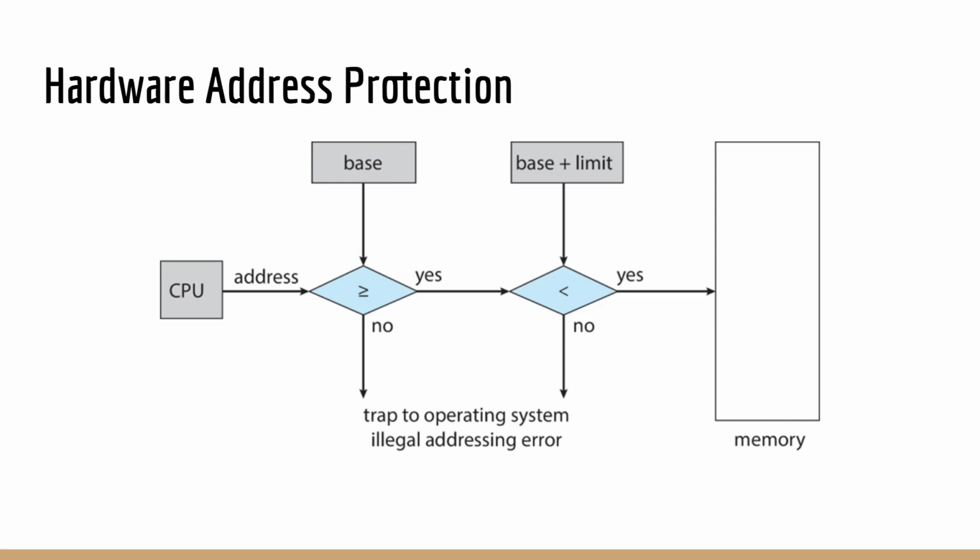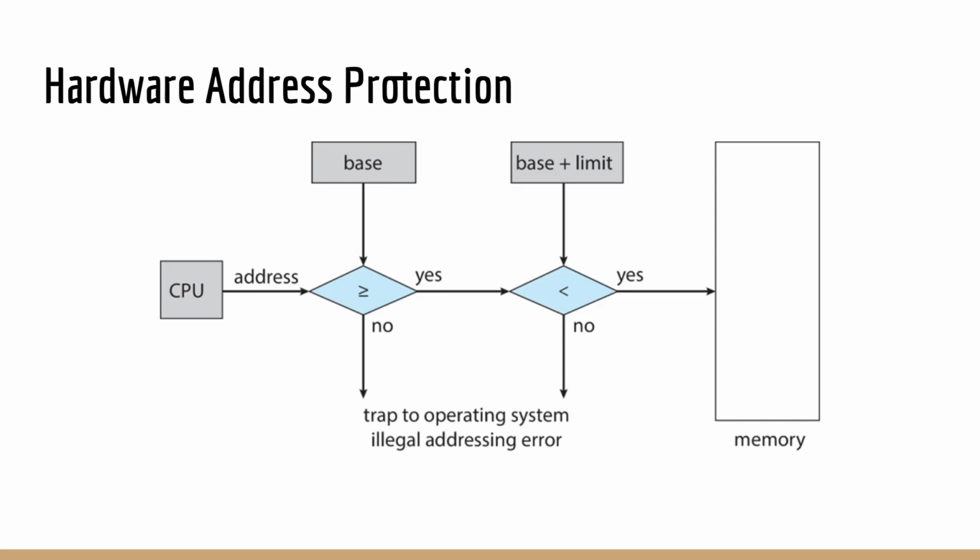So let's talk about hardware access protection. This protection is enforced by the hardware. For every memory access made in user mode, the CPU hardware automatically compares the address against the base and the limit registers. Looking at the flowchart, you can see the process. The CPU first generates an address.